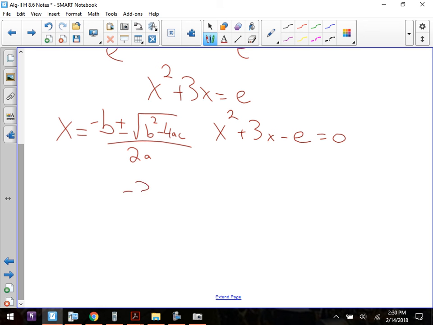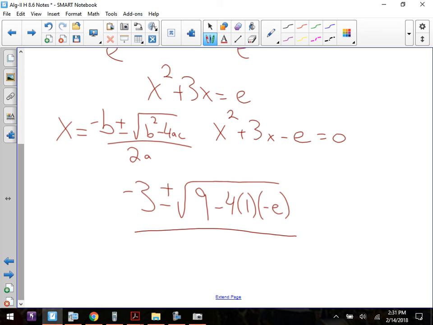You get negative 3 plus or minus the square root. We get 3 squared, which is 9, minus 4 times 1 times negative e, because the coefficient is negative 1, all over 2. So what I want to do first is figure out what my discriminant is. What is the discriminant again? It's what's under the square root.